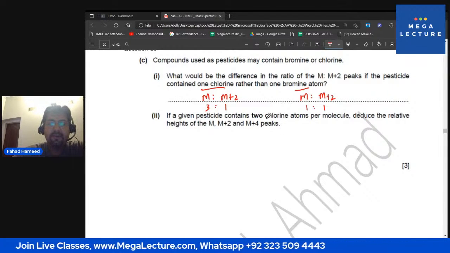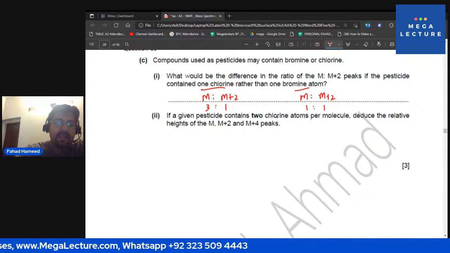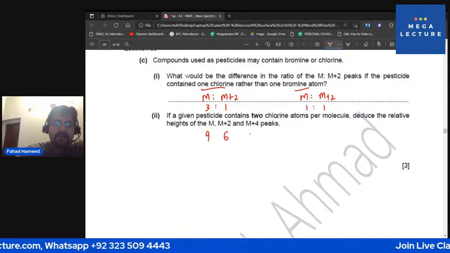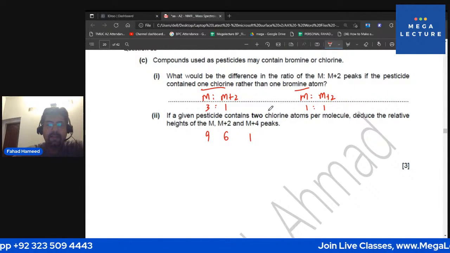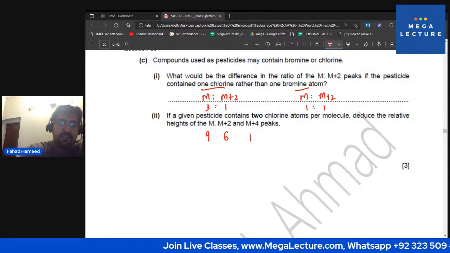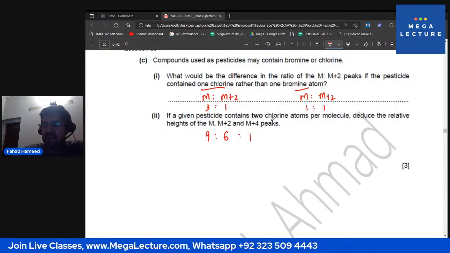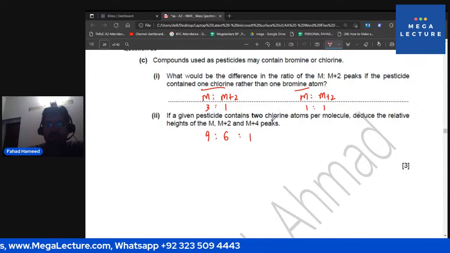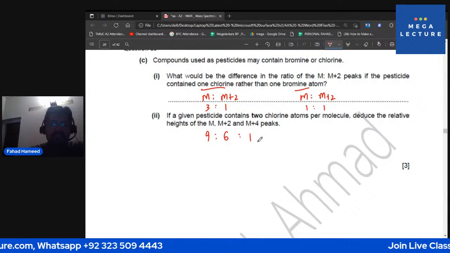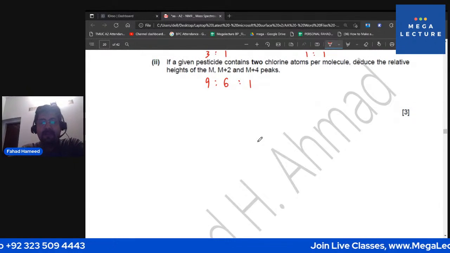Over there, they're talking about 2 chlorines. We did that, 9 to 6 to 1. If 2 chlorine atoms are present in a molecule, the M, M plus 2 and M plus 4 ratio would be 9 to 6 to 1. But this one, I think, is now not part of the syllabus. It's kind of easy, you just have to remember this. So tentatively, just remember it.